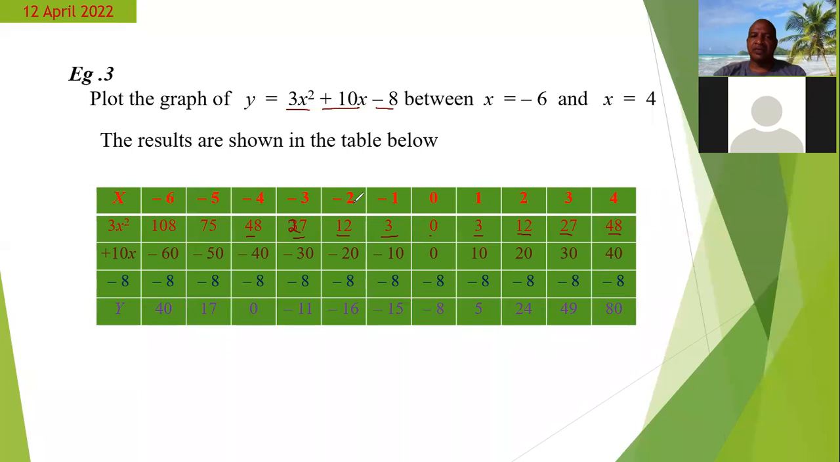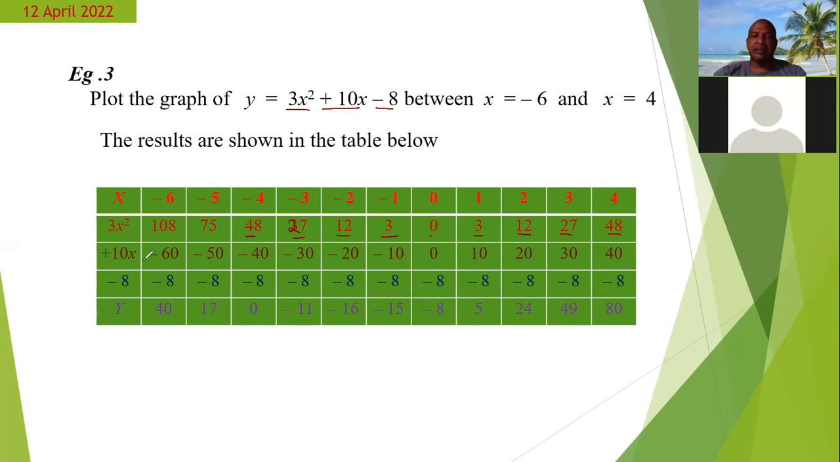X equal -2 times 10 gives you -20. X equal -1 times 10 gives you -10. And x equal 0 times 10 gives you 0. And when x is equal to +1, you get +10. X equal +2 times 10, you get +20. X equal 3, and you multiply by 10, you get +30. X equal +4 times 10, you get +40.